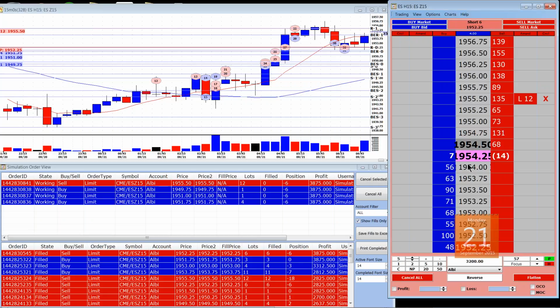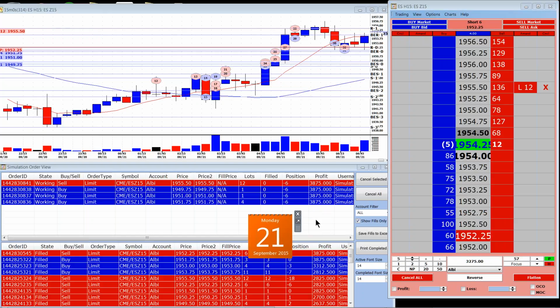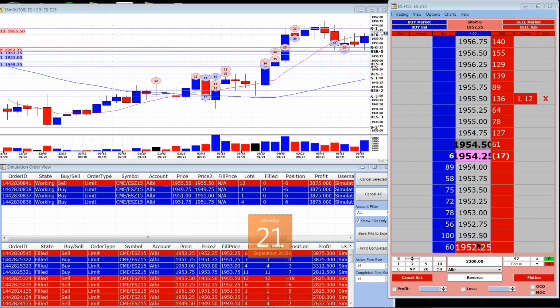Basically, when you look at this page, you're going to find the date somewhere, and it is Monday, September 21st, 2015. The first window we'll try to cover, I'm going to move this out of the way for now, just move it over there. The first window I'm going to try to explain is what's known as a price ladder.